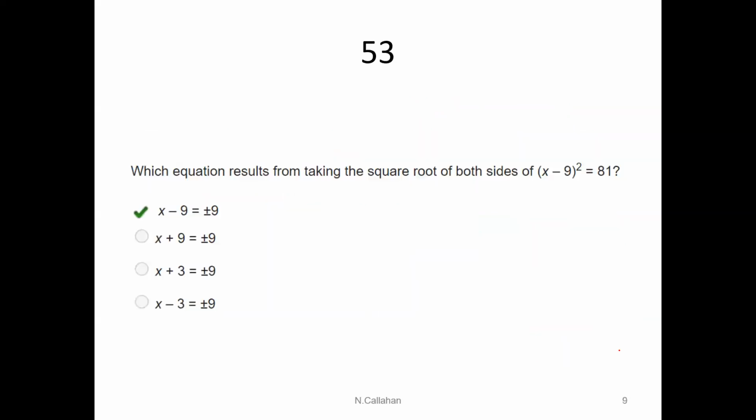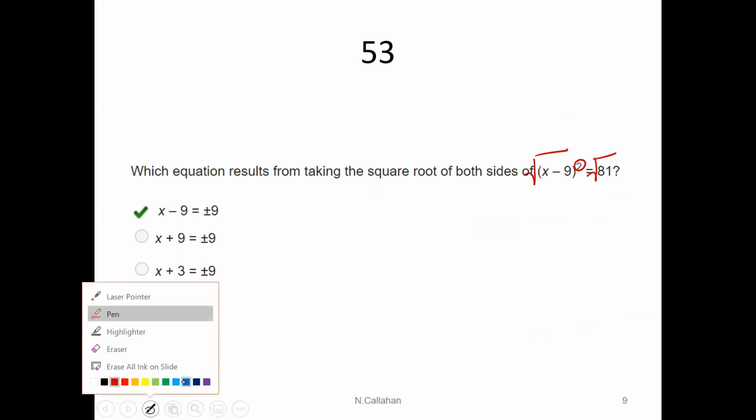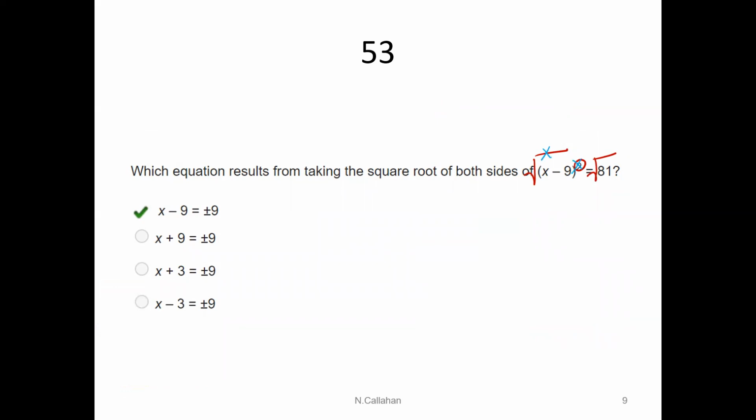Okay. All right, number 53. So go ahead and read that. Take a few seconds. Which equation results from taking the square root of both sides of that? Okay. So if I take the square root, because I want to get rid of the square, put it on the left side and put it on the right side. When I do that, my square and my square root cancel, and I have x minus 9 equals, what is the square root of 81?